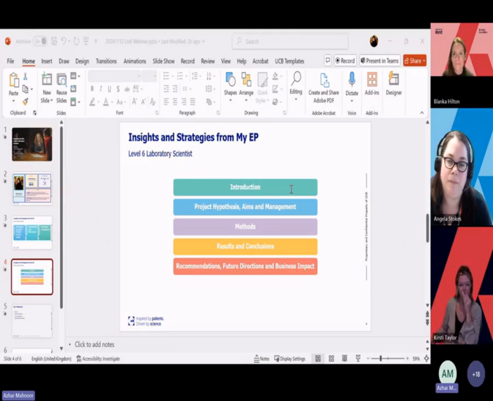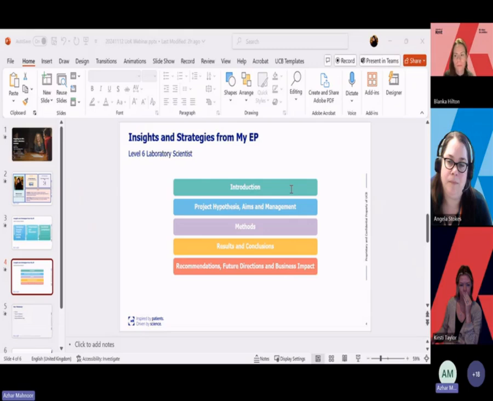So essentially, I broke down the EPA into different sections. There were 5 sections in total, and they're on the slide. So the introduction, the methods, conclusions, and then probably the most important part, which was the recommendations, future directions, and business impact of the project.